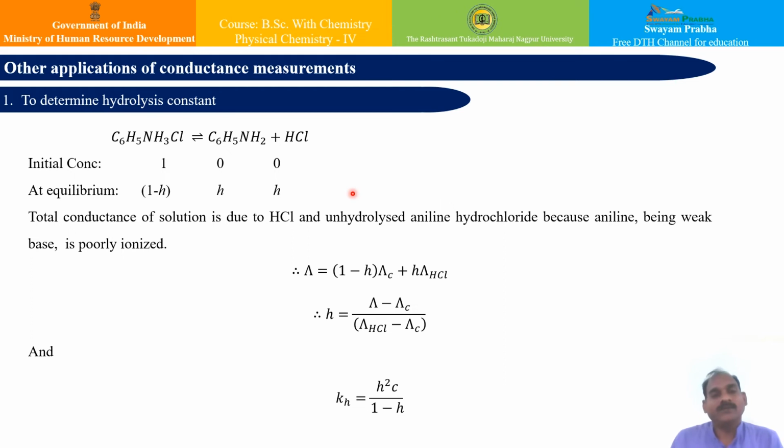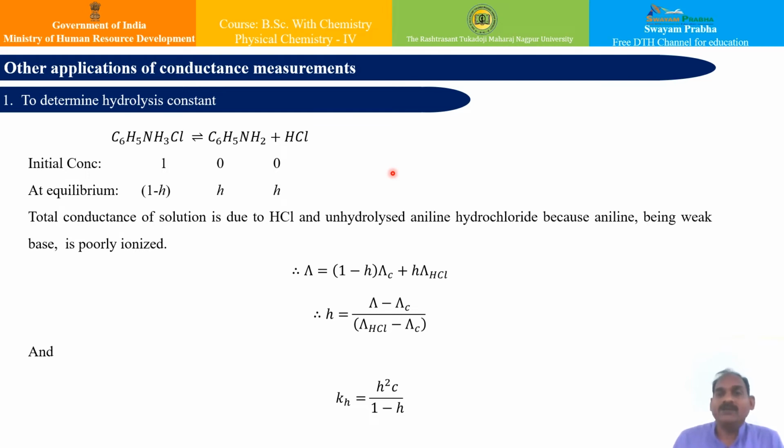Now, one of the very important applications of the Kohlrausch law is in conductance measurement, to determine the hydrolysis constant. What is hydrolysis? When a salt of a weak acid or weak base is dissolved in water, it reacts with water molecules to give an excess of hydrogen or hydroxide ions, and this process is called hydrolysis. The extent of hydrolysis varies with the type of electrolyte and the extent to which it is diluted, so it is measured in terms of the hydrolysis constant.